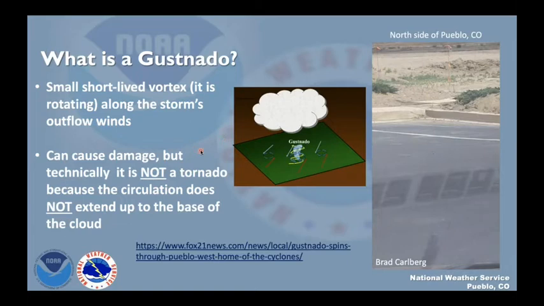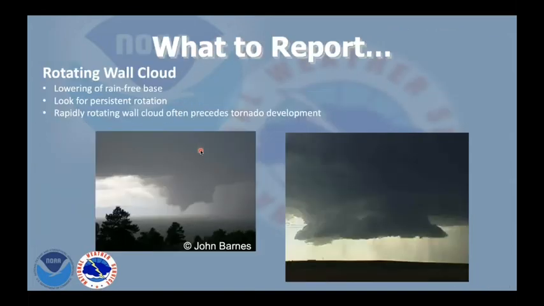But I remember last year there was a gustnado right next to Pueblo West High School, and it caused a significant amount of damage. So it's not like these things don't cause damage as well. They're just not defined as a tornado. All right, so we want to hear your reports about rotating wall clouds. I believe this is up in Teller County.